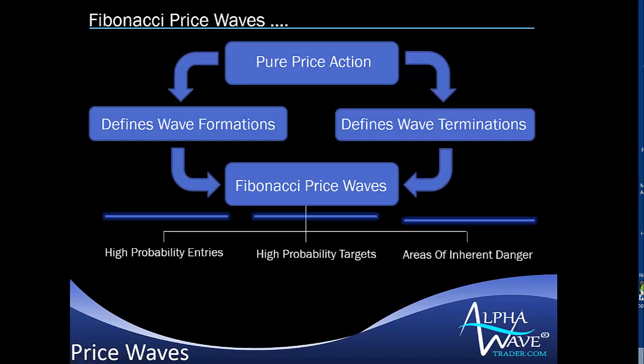Fibonacci price waves is all that matters. Nothing else matters, nothing else forms. This is what defines wave formations, wave terminations, and gives you high probability entries, high probability targets, and shows you incredibly clearly areas of inherent danger.